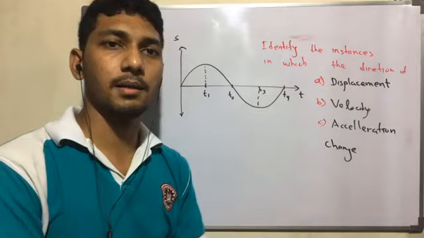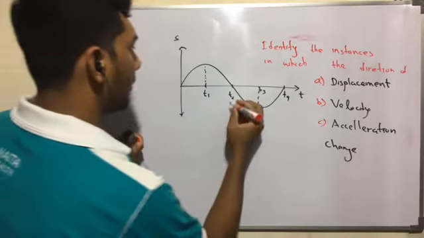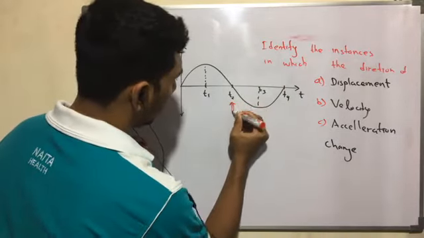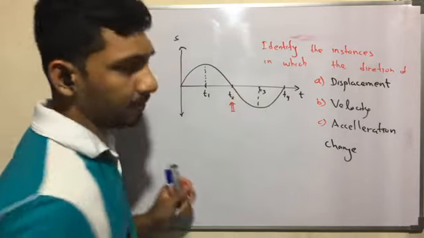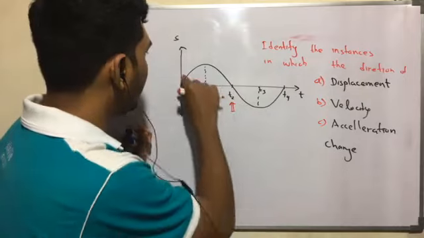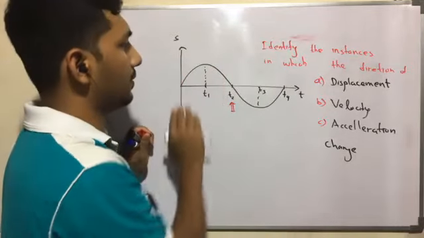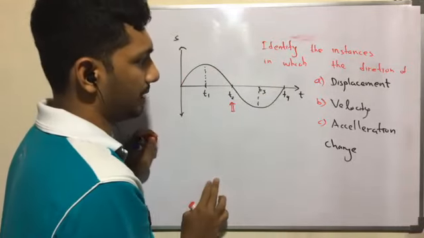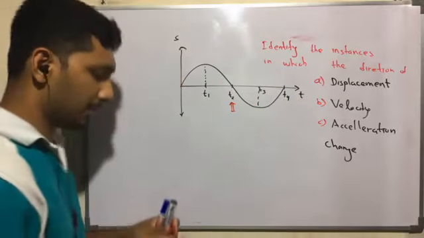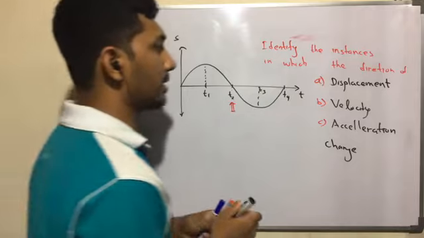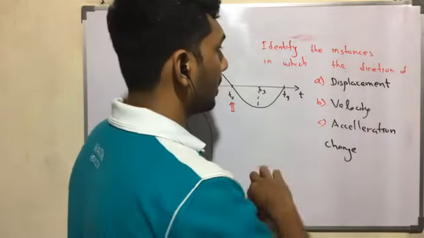Yes. At this point T2, it goes from positive to negative. So this area is on the positive side and this part is on the negative side. So at this T2, the displacement changes its direction. So it is only in one instance, T2.